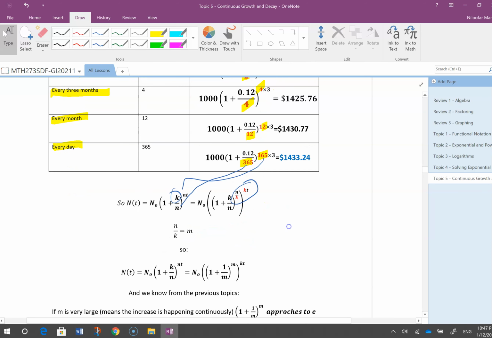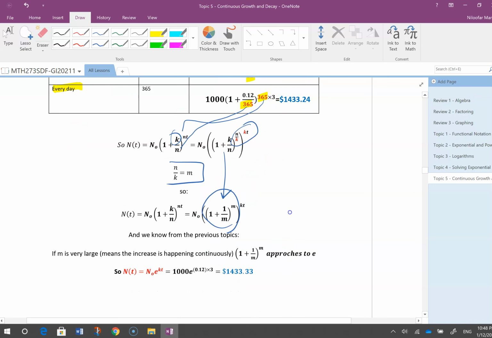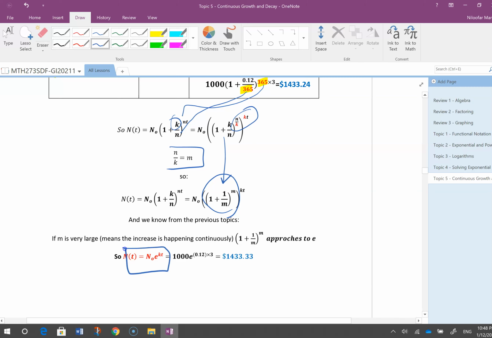Then I can say n over k is m, for example, and instead of this I have this formula. Do you remember this formula? It was 1 plus 1 over n, power n. Do you remember that from topic 2, exponential? Maybe topic 1, I forgot, so I have to check. I told you when m approaches infinity, this is e. That's why I have e. That's why I have n0 e power kt.